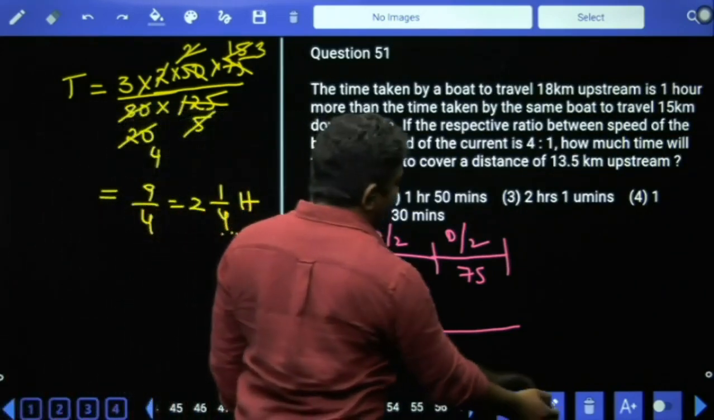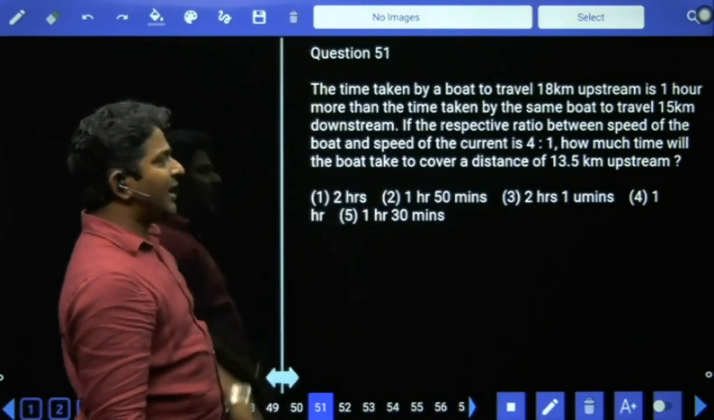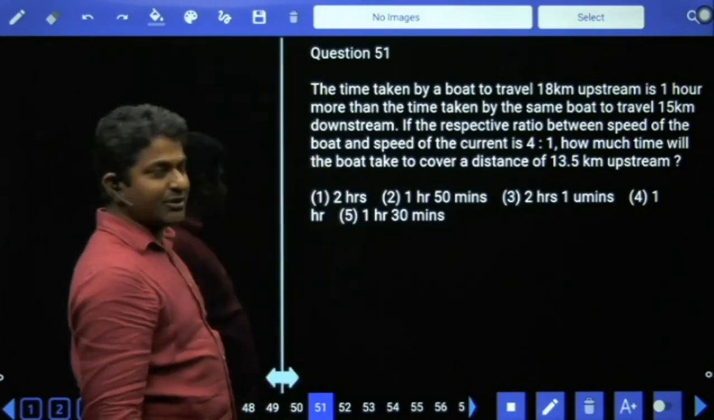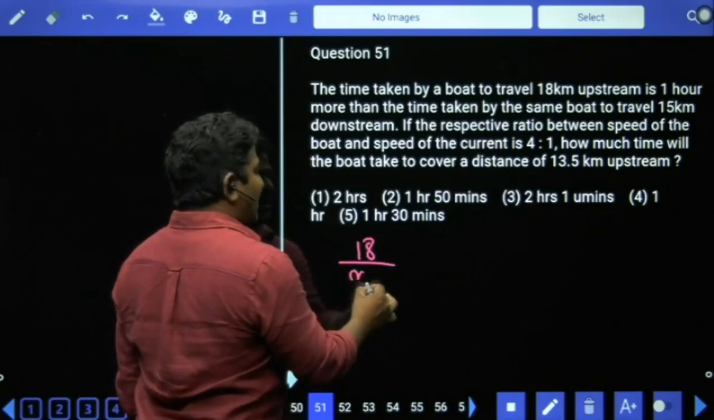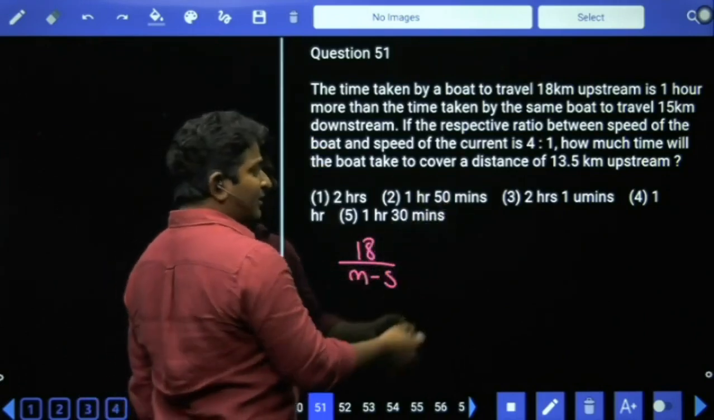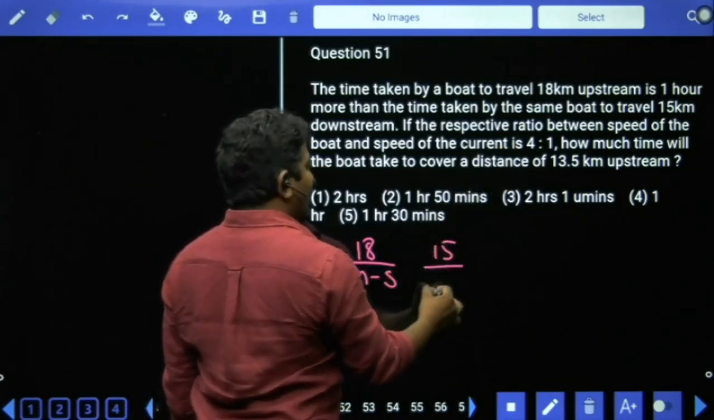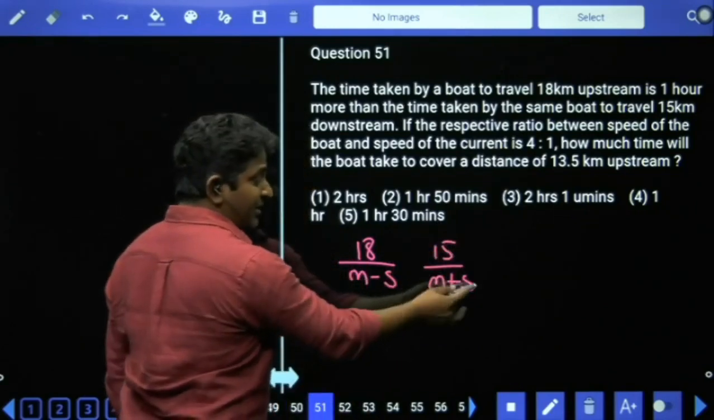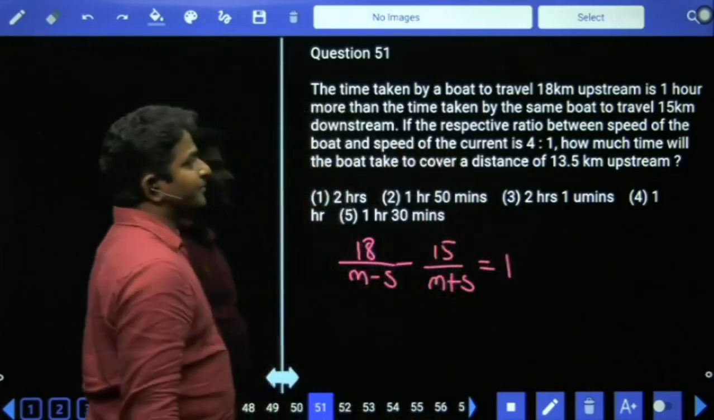The time taken by a boat to travel 18 kilometers upstream is 1 hour more than time taken by the same boat to travel 15 kilometers downstream. So 18 kilometers traveled upstream, the time is 1 hour more than time to cover 15 kilometers downstream. So downstream m plus s. Time to cover 15 kilometers downstream is 15 by m plus s. And the difference is equal to 1.